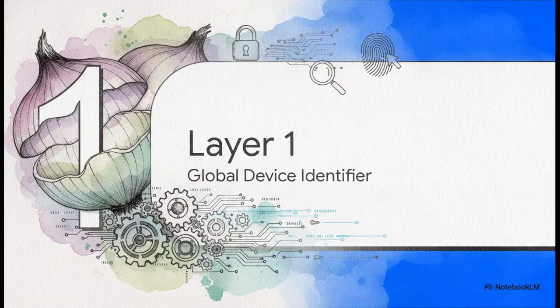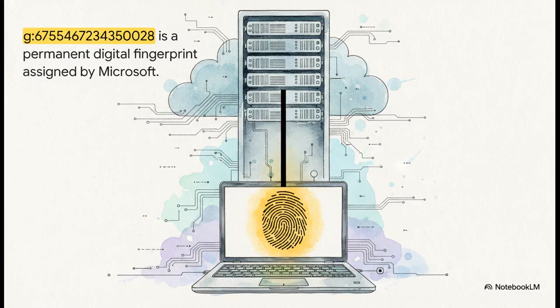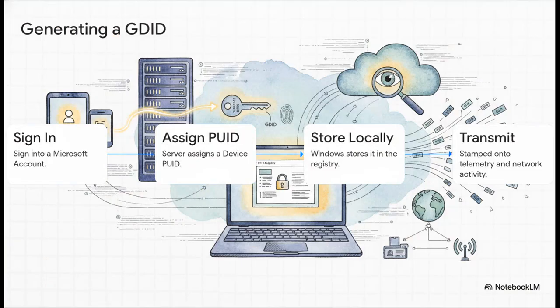Layer 1, the Global Device Identifier. Now, you might have heard people online claim this is just a local hash of your hardware serial numbers. Actually, scratch that. It's way more than that. The GDID is a permanent digital fingerprint assigned directly by Microsoft servers the very second you install Windows or sign into an account. It's a surprisingly clean chain of custody when you really look at it.